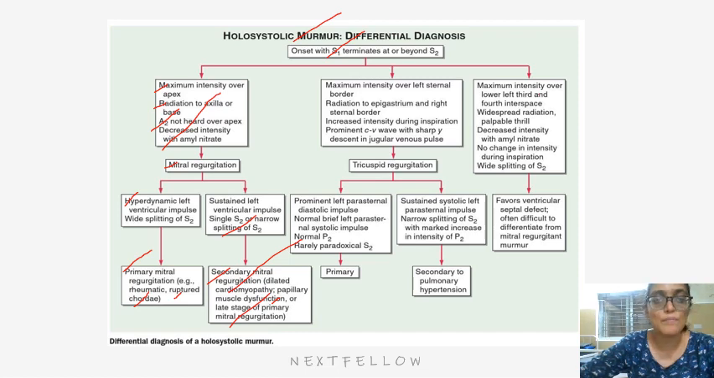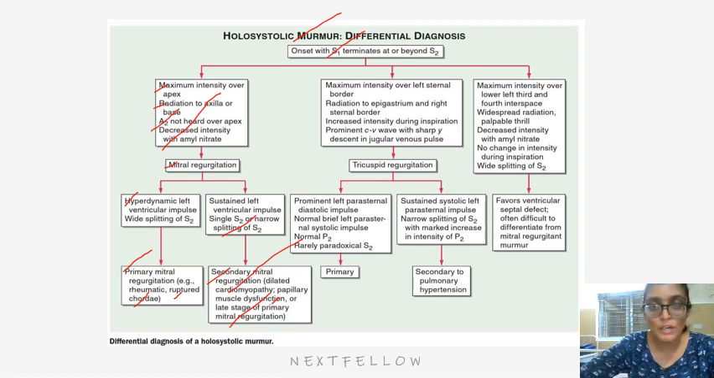So what is primary mitral regurgitation and secondary mitral regurgitation? Primary mitral regurgitation is due to the defect in the valve itself, the destruction of the valve or the chordae tendineae. And secondary mitral regurgitation is due to basically the annular dilatation. That might be due to MI, due to cardiomyopathy, due to papillary muscle dysfunction.